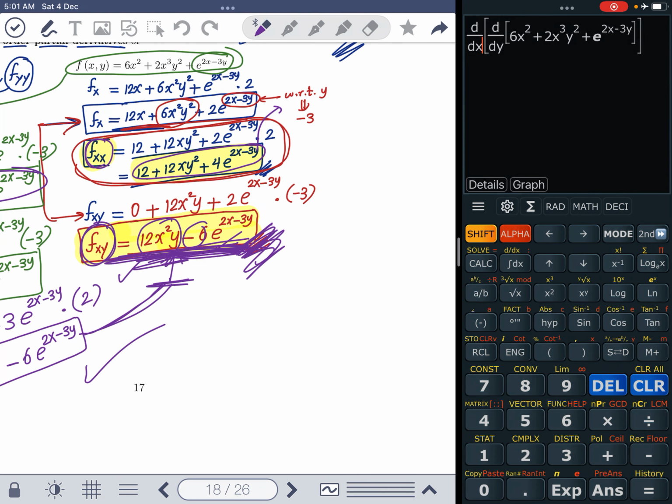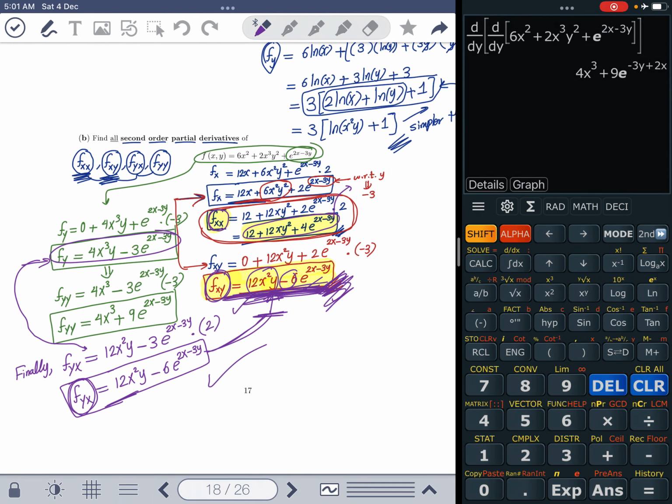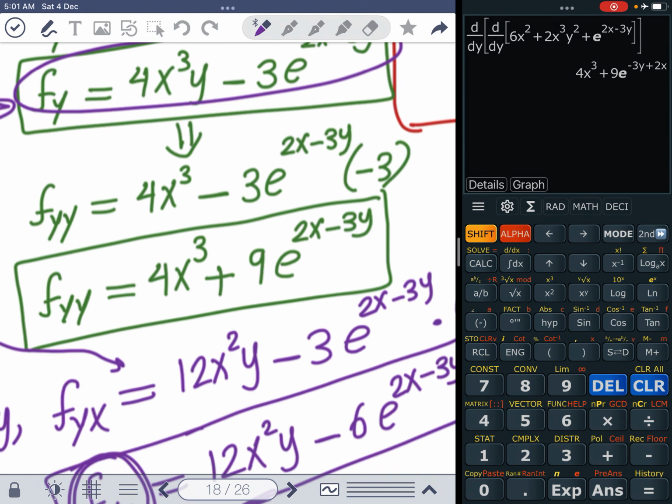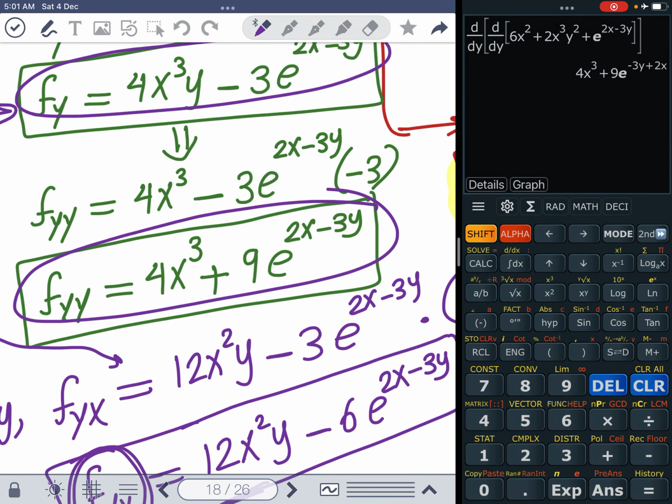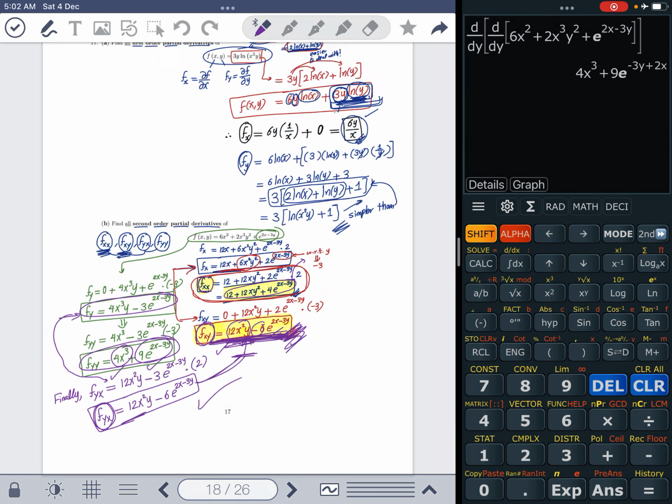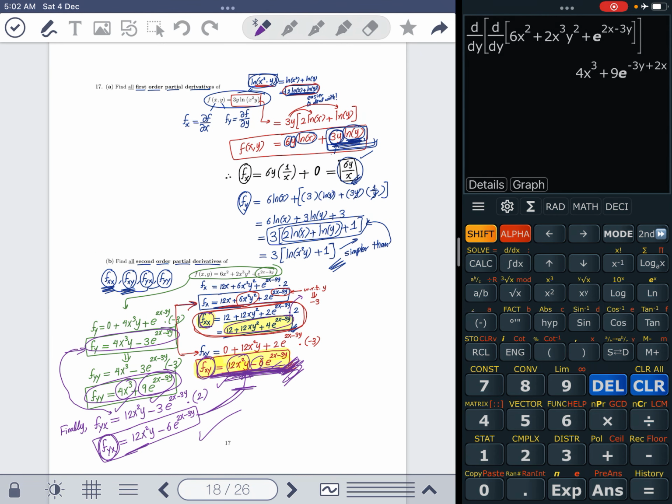Okay, and the last one is fyy. So I'll put the y here, equal. And where did we have it? We got it here, fyy: 4x cubed, yes, plus 9e. Perfect. So this shows us that our answers are all correct, and I will stop here.